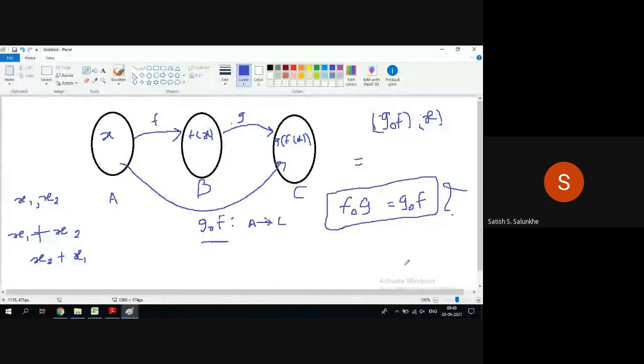FOG means what? Okay, first of all, G of F means what? It is a mapping from set A to set C. So you will have ordered pairs. FOG means it is G of X that you are identifying.